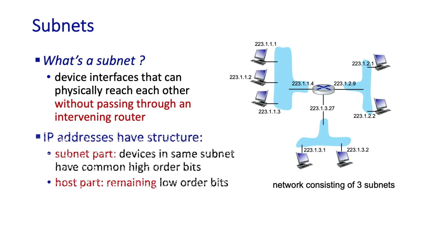And here's how that ties into addressing. An IP address has two parts, a subnet part and a host part. And if two interfaces are on the same subnet, their IP addresses must have a common subnet part. And of course, they'll have different host parts.